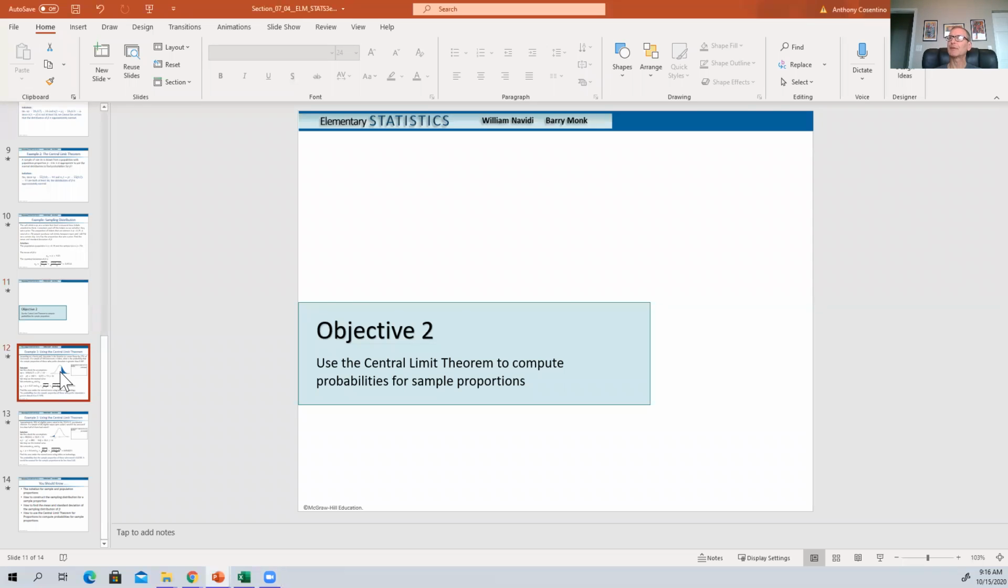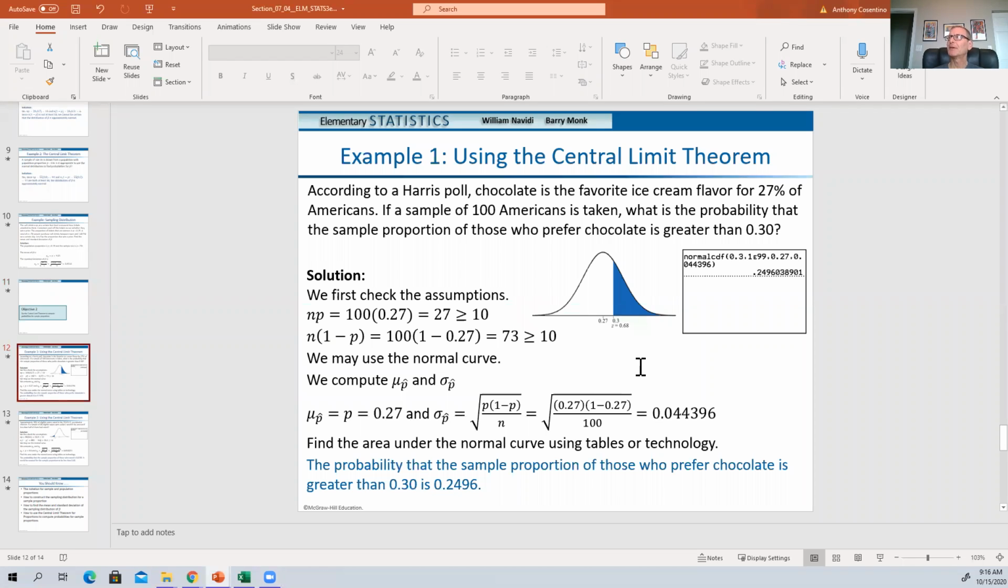So let's see here. The book has a couple good ones. And this one I really like. Why I like this is when I was in college, I worked at Baskin-Robbins. And so ice cream is near and dear to my heart.